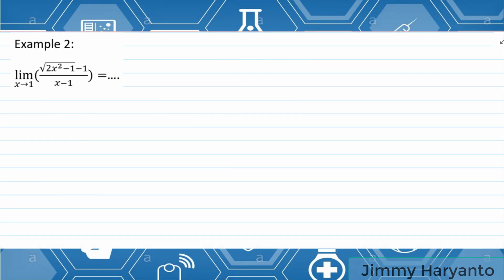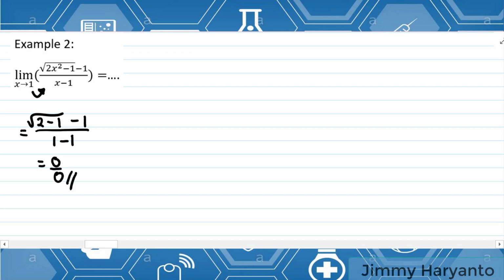Okay, how about this one? Limit x approaching 1 of that function. Let's try to substitute it first. Square root of 2 times 1 squared is 2, minus 1, over 1 minus 1 equals 0 over 0. So this type is 0 over 0 form. We will have to rationalize the square roots. x minus 1.